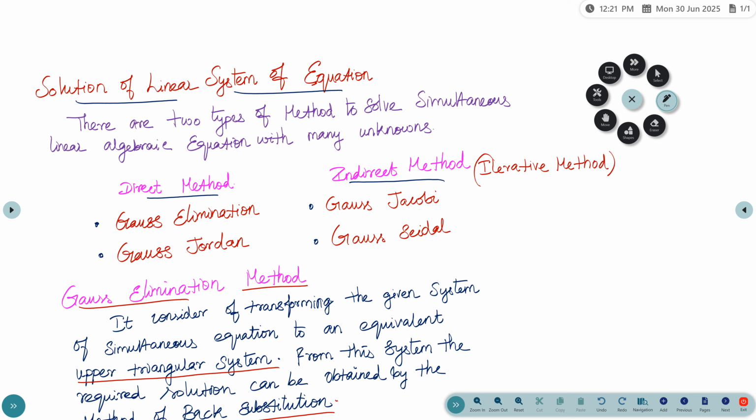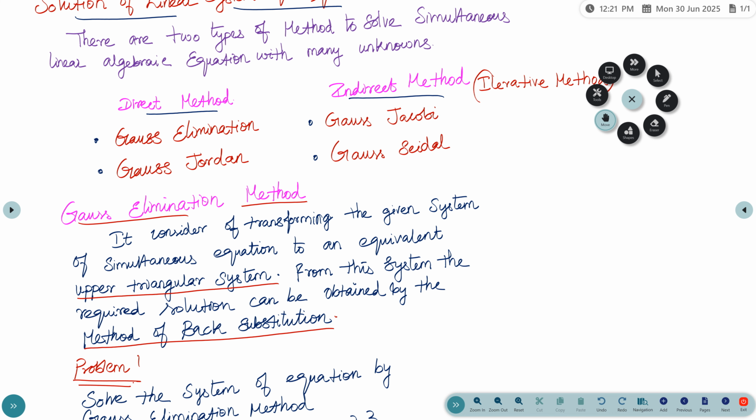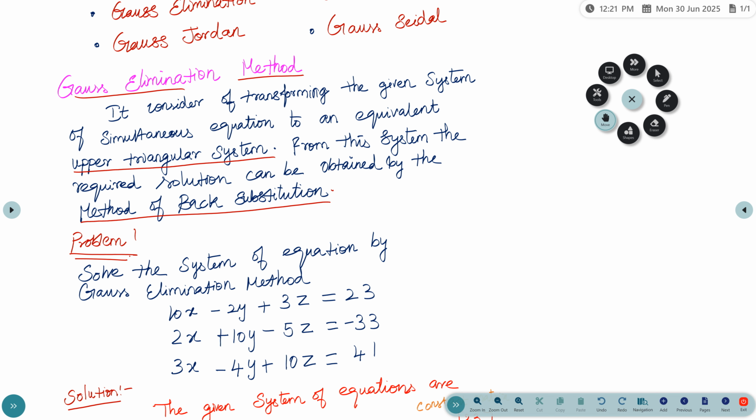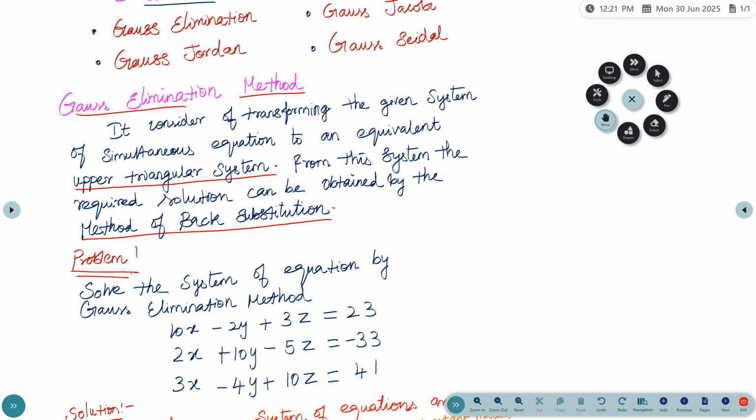So now, the Gauss elimination method. Now we discuss how to solve using the Gauss elimination method. In the Gauss elimination method, there are two steps involved. It consists of transforming the given system of simultaneous equations to an upper triangular system. From this system, the required solution can be obtained by the method of back substitution.